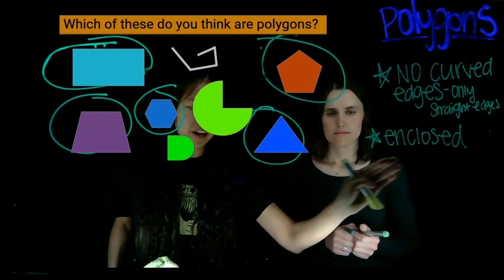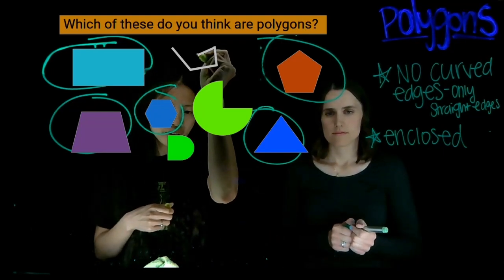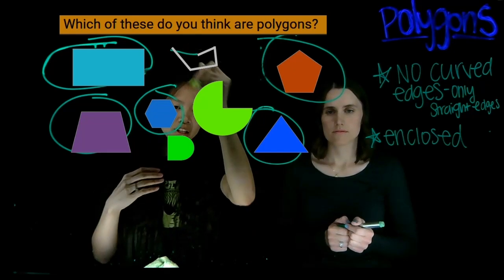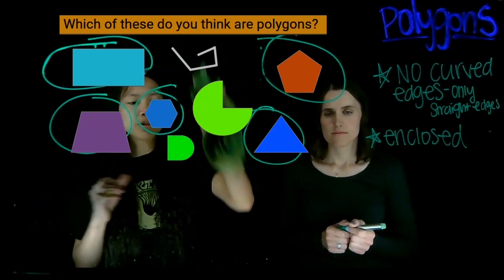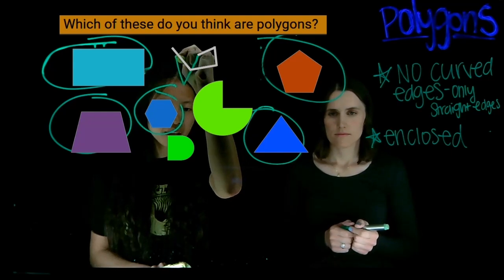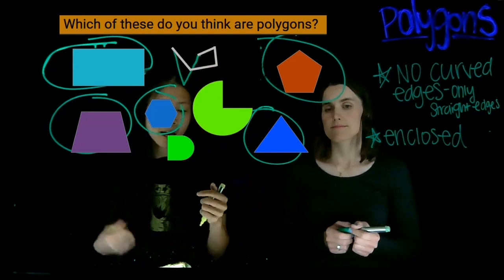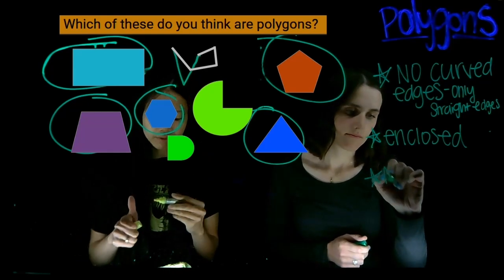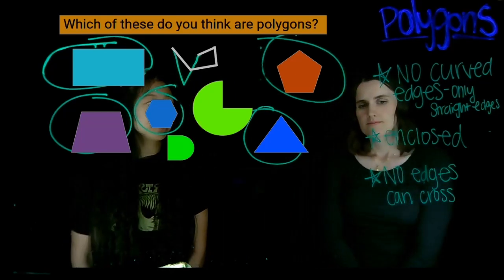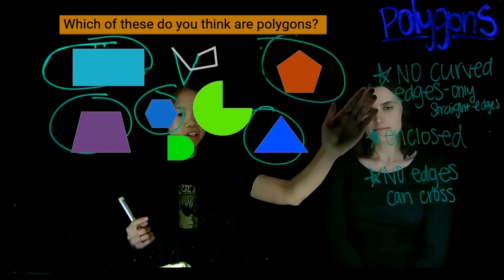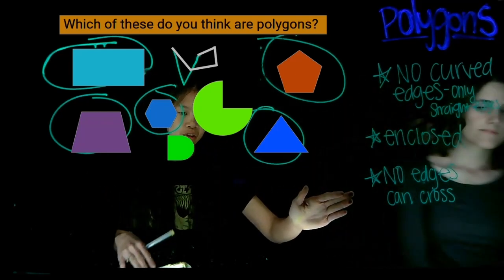Let's further refine what enclosed means. Someone could go here and say, oh, that's enclosed. And yes, that would be a polygon because all the edges meet up. What if someone tried to do it like this? They go down here and then through and then meet back up. Okay, all the edges technically do meet up. However, this crosses over itself. So no edges can cross over itself as well. That's also part of the definition. All right, so now we have a definition for polygons. It's any shape where there's no curved edges, it is enclosed, and none of the edges cross over itself.